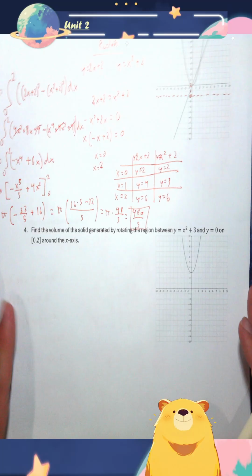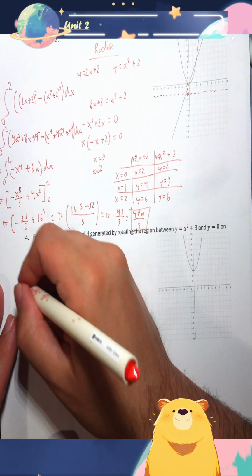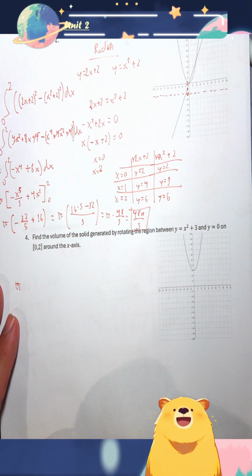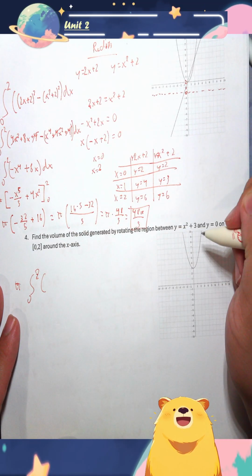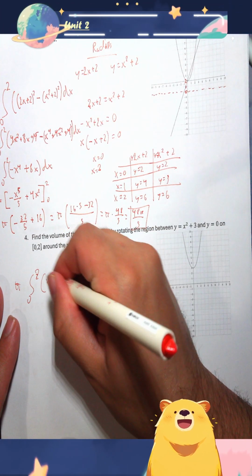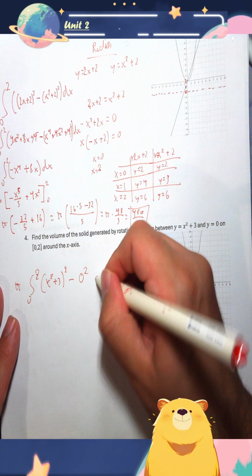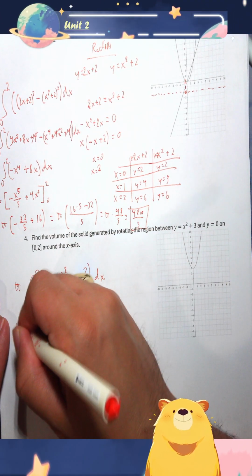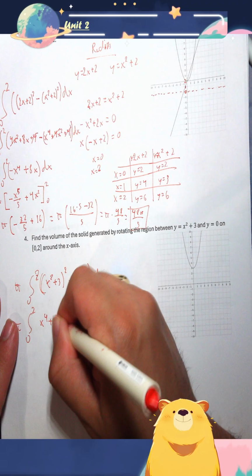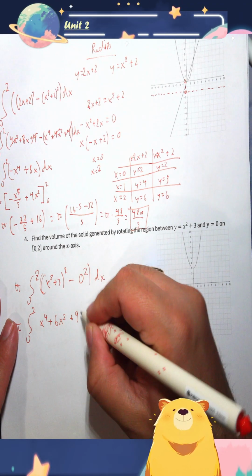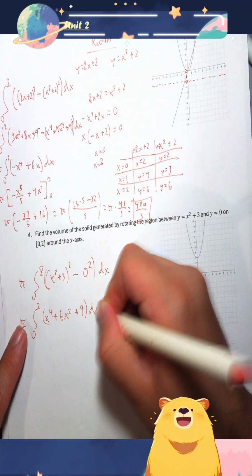Okay. Next, find the volume of the solid by rotating the region between this and this. Pi. Does it give us a bound? It gave us a bound. Okay, good. 0 to 2 of the outermost, which is clearly this. So x squared plus 3 squared minus 0 squared dx, which is just, I'm going to skip some of the simplifying. We have x to the power 4 plus 6x squared plus 9 dx.